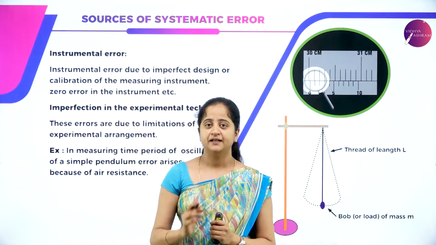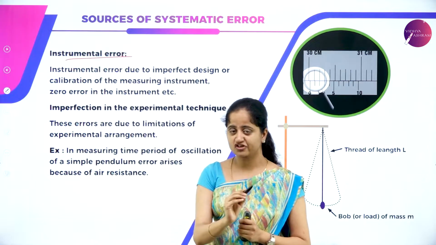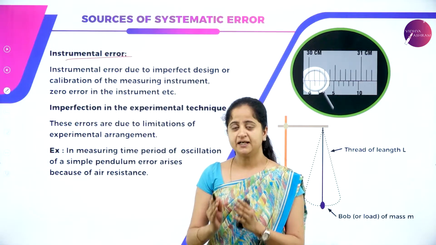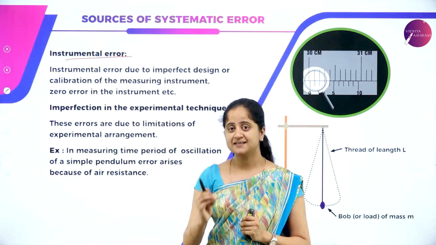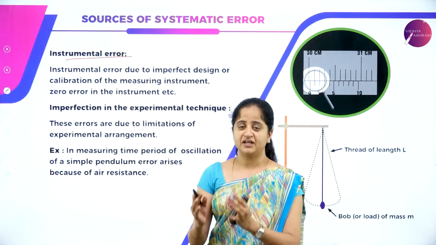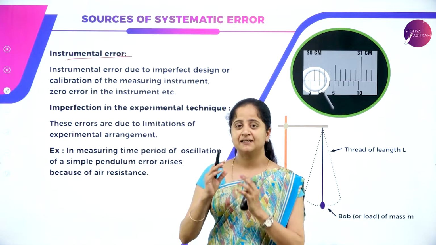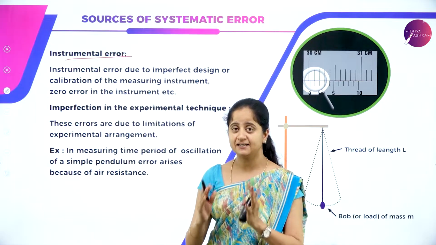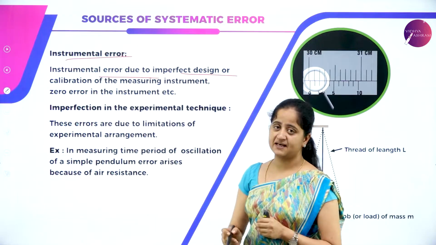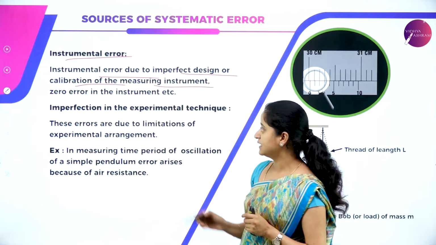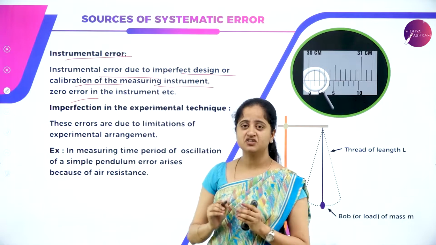Yes, first one, it is instrumental error. As the name says, instrumental error. We need an instrument to measure any quantity. If there are any uncertainties in the instrument, if there are any design problems, if there are any mistakes in the calibration of the instrument, and it is called as instrumental error. Yes, it is due to imperfect design or the calibration of the measuring instrument, such as zero error in the instrument, and that is called as instrumental error.